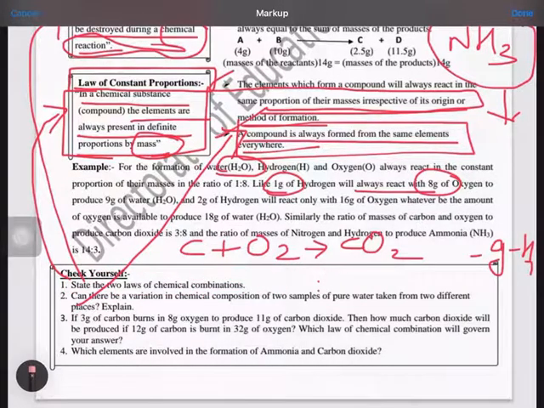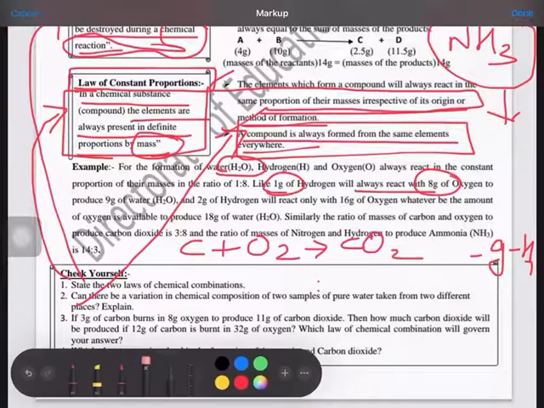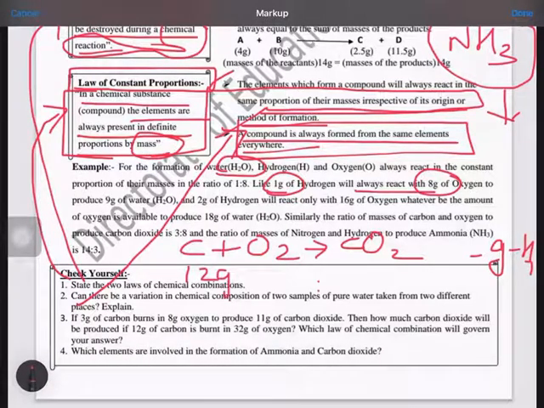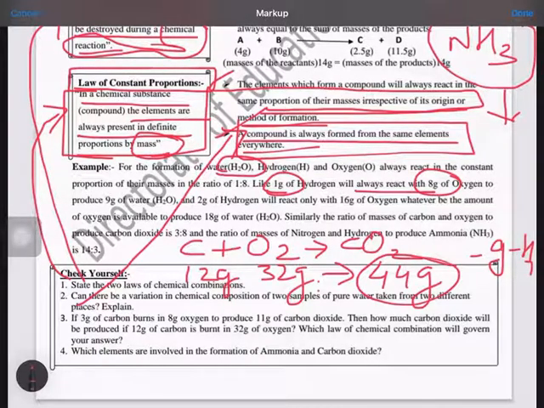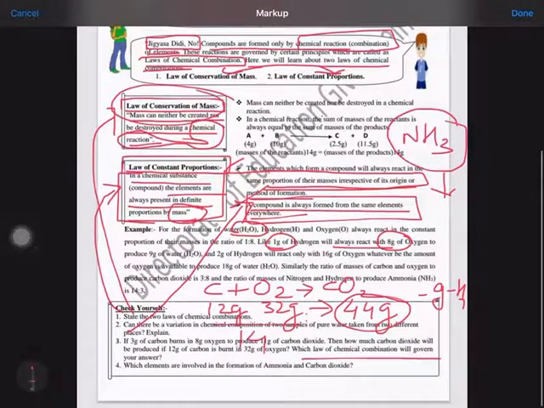Now the question is saying, how much carbon dioxide will be produced if we take 12 grams of carbon and 32 grams of oxygen. So when 12 grams of carbon is with 32 grams of oxygen, how much carbon dioxide will be produced? Just now we have seen in the equation also, it is coming out to be 44 grams, so we have to write 44. Okay, here the total also is 44. So which law of combination will be your answer? The law of conservation of mass will be the law which is followed in this.